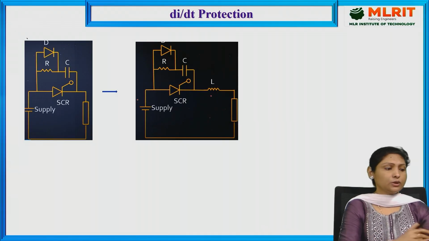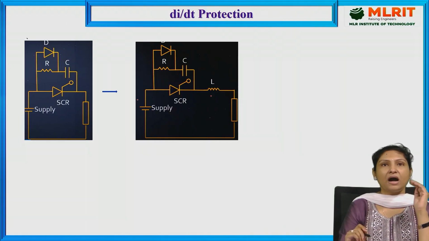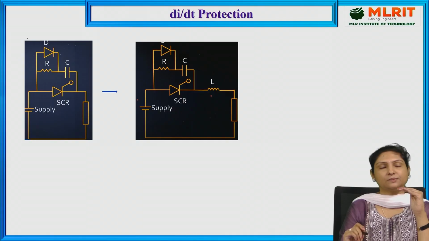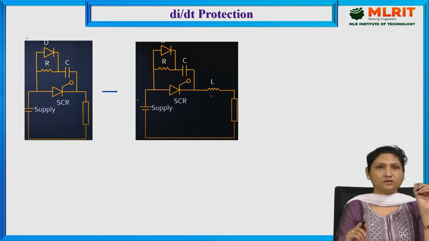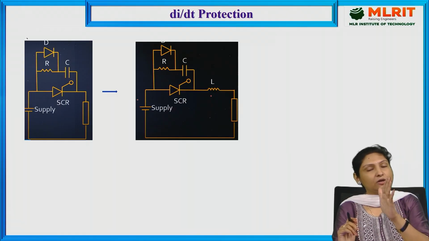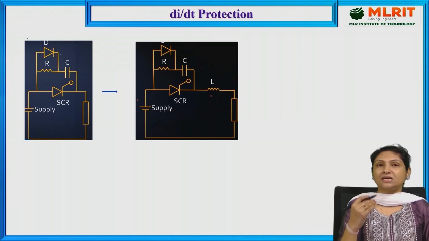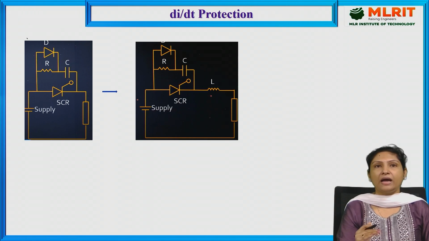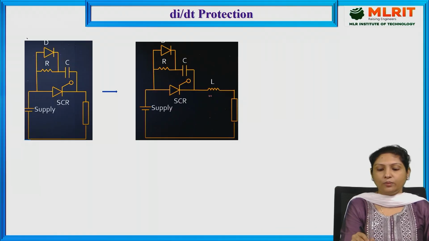Next, coming to the di by dt protection, that is protecting the SCR from a high rate of change of current with respect to time. As I have already discussed, when the rate of change of anode current with respect to time is greater than the rate of spread of electrons near the gate to cathode junction, there is a chance of damage to the SCR, and here we need to protect the SCR from this high rate of change of current with respect to time. That is the only reason why we are connecting the inductor in series with the SCR.